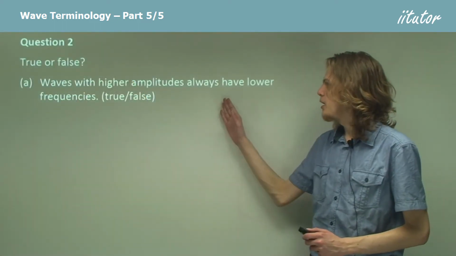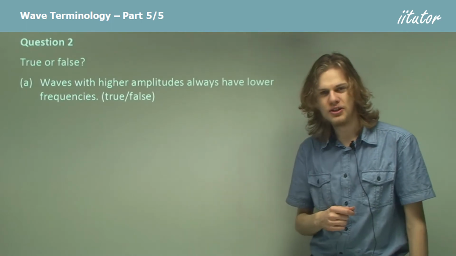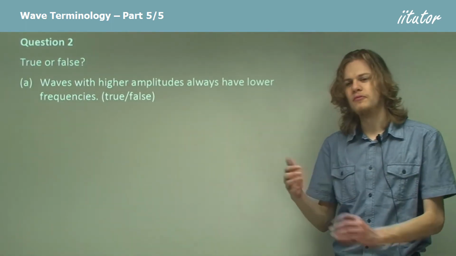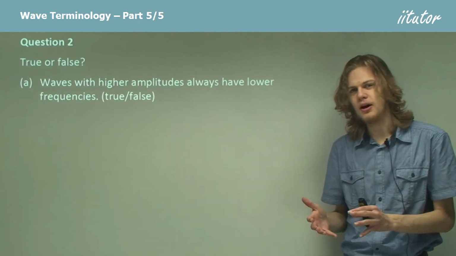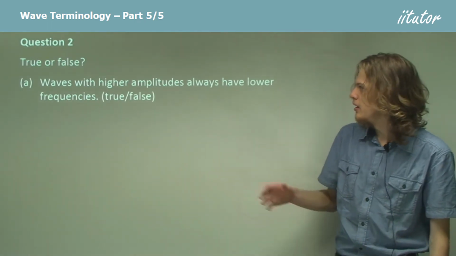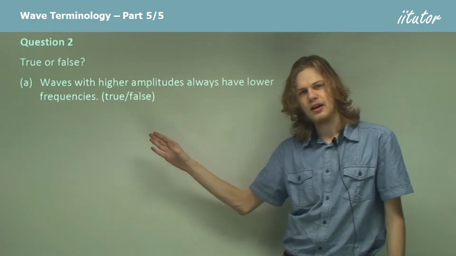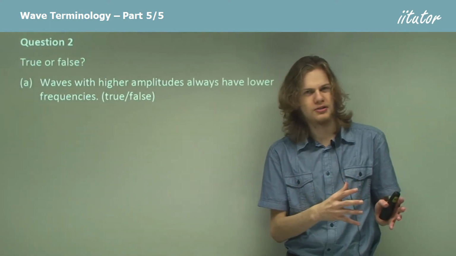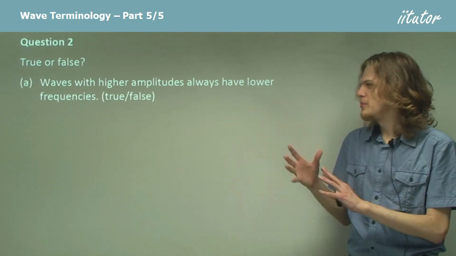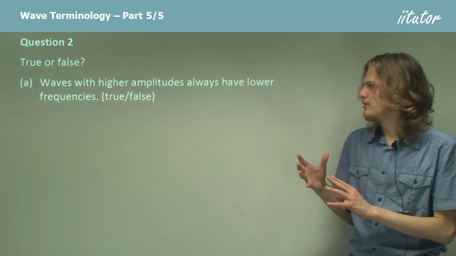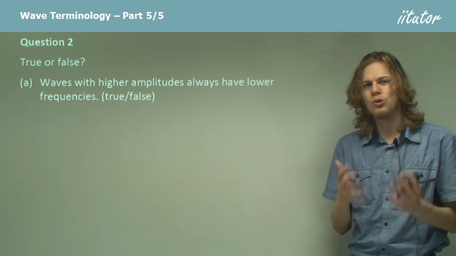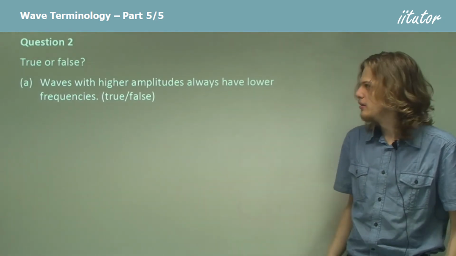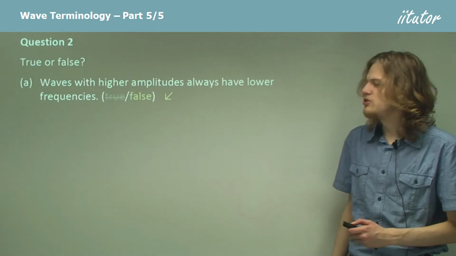Waves with higher amplitudes always have lower frequencies. Now, what's amplitude a measure of? It's a measure of the total displacement of the particles, right? But frequency is a measure of how quickly the wave is moving through space. So what this means is that whether or not it has a high or low amplitude, it could have a high or a low frequency. So our answer here is going to be false.